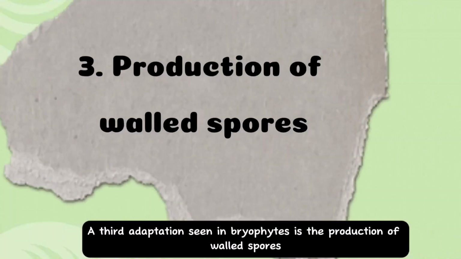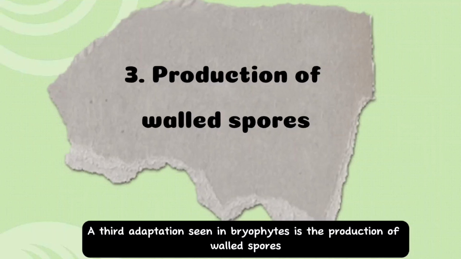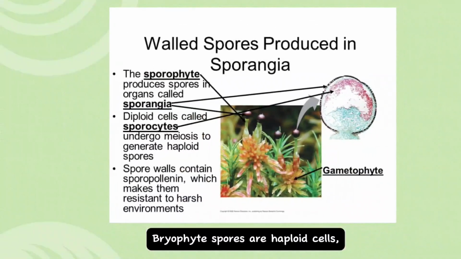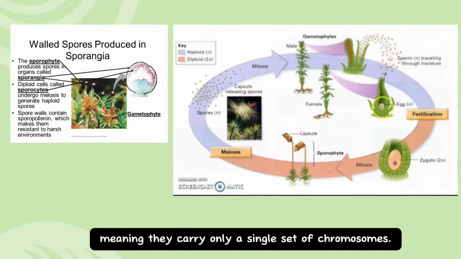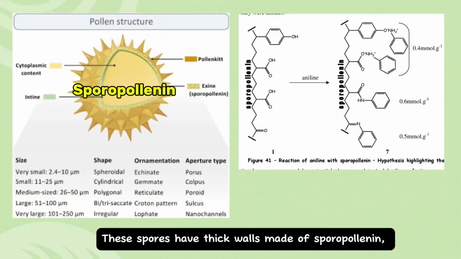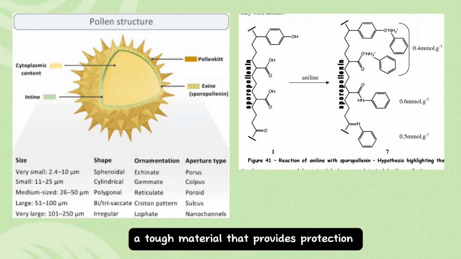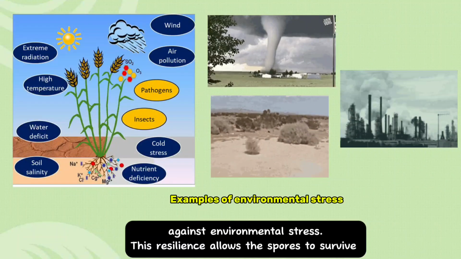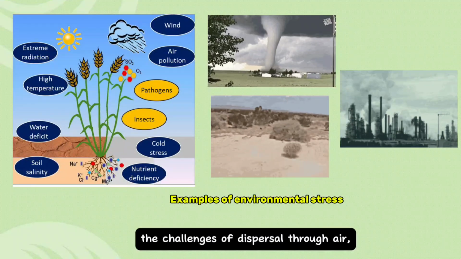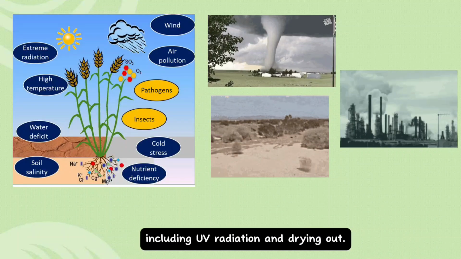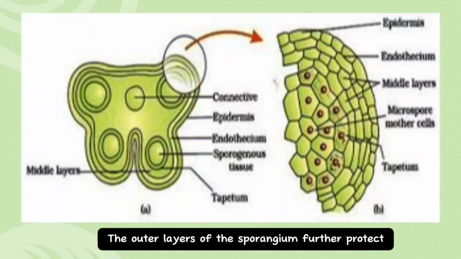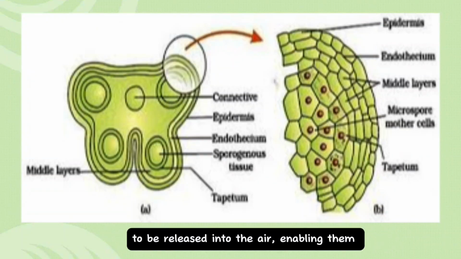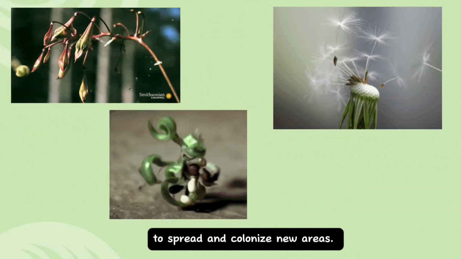A third adaptation seen in bryophytes is the production of walled spores within a structure called the sporangium. Bryophyte spores are haploid cells, meaning they carry only a single set of chromosomes. These spores have thick walls made of sporopollenin, a tough material that provides protection against environmental stress. This resilience allows the spores to survive the challenges of dispersal through air, including UV radiation and drying out. The outer layers of the sporangium further protect the spores until they are ready to be released into the air, enabling them to spread and colonize new areas.